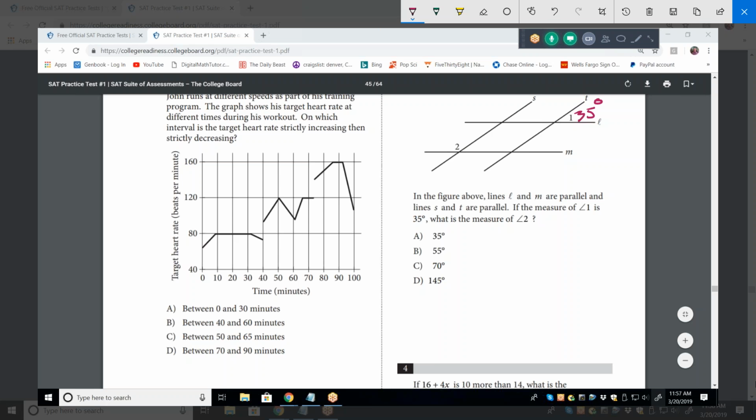So they're what's the word? They add up to 180. Is that supplementary? Yeah. So what's angle 2? So angle 2 would be 145 degrees. Correct. So this actually is a real one.